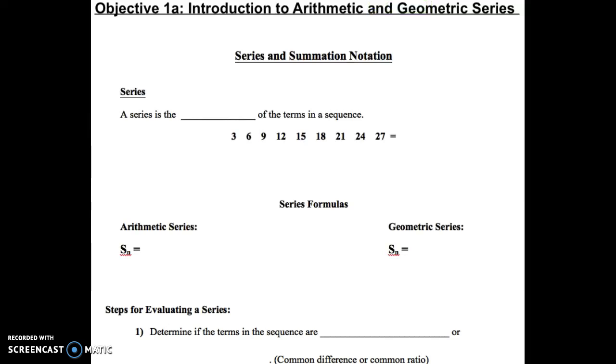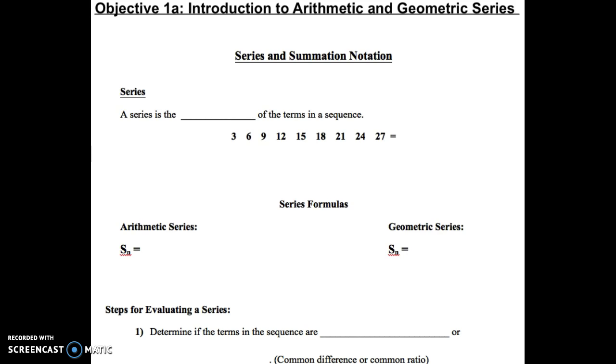Part 3 of Module 1. In this video we're going to be talking about Objective 1A. It's an introduction to arithmetic and geometric series. Part 3 discusses series and summation notation, but we're going to get into summation notation in later videos. Part 3 has 3 objectives, so be considering that.